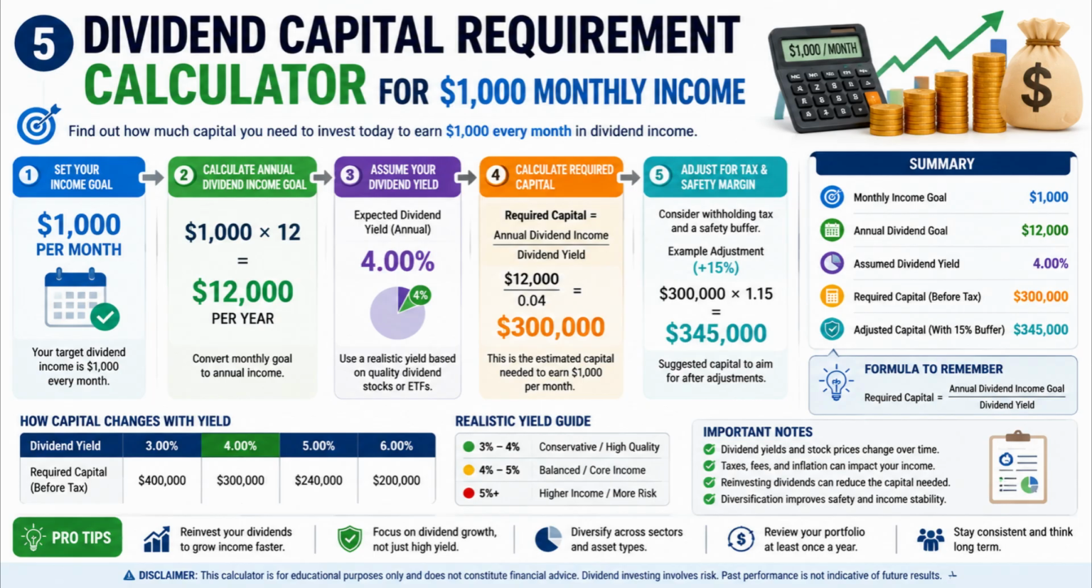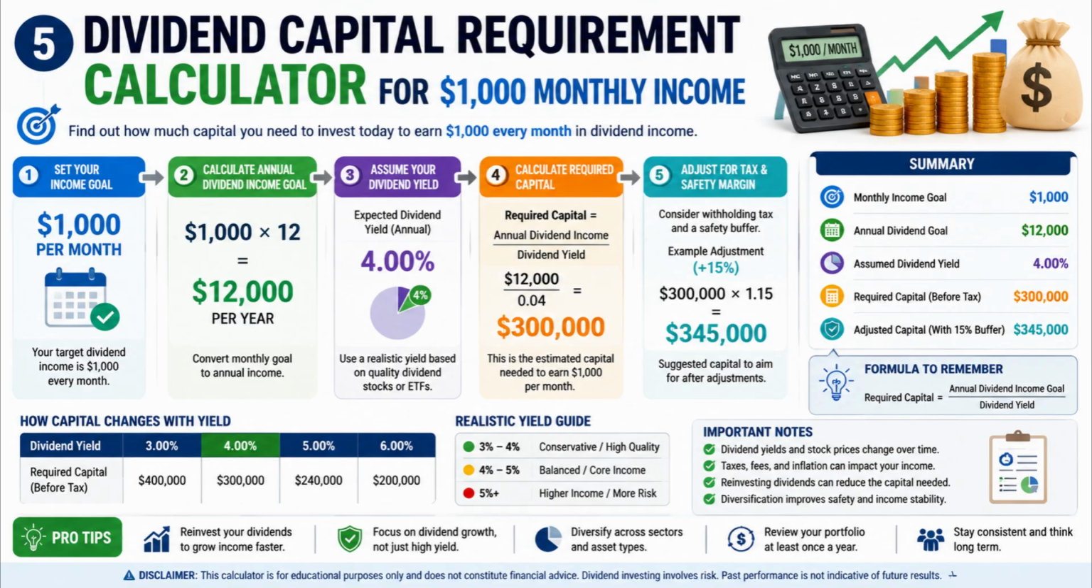However, a higher yield does not automatically mean a better investment. A yield between 3 and 4% may represent a more conservative or higher quality approach. A yield between 4 and 5% may offer a balance between income and risk. On the other hand, yields above 5% may provide more income but can also involve greater financial risk and a higher possibility of dividend cuts.